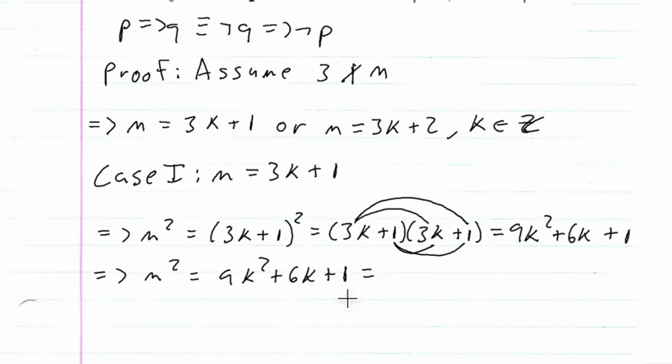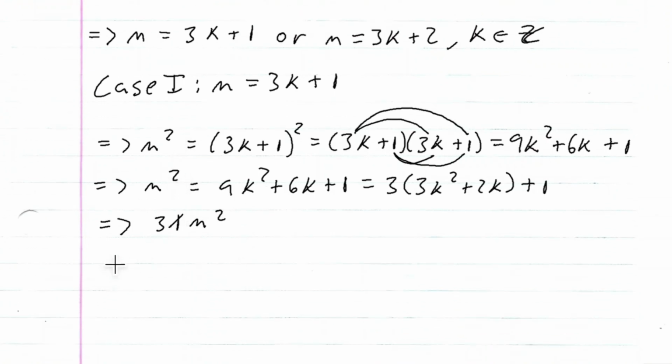And notice we can't completely factor out a 3 out of this. The best we can do is 3 times (3k squared plus 2k), but then we're going to have that 1 left over. So we can see that 3 doesn't divide m squared, because it's of the form 3 times an integer plus 1. So there's a remainder of 1. So in this case, 3 does not divide m squared. Well, let's try the other case.